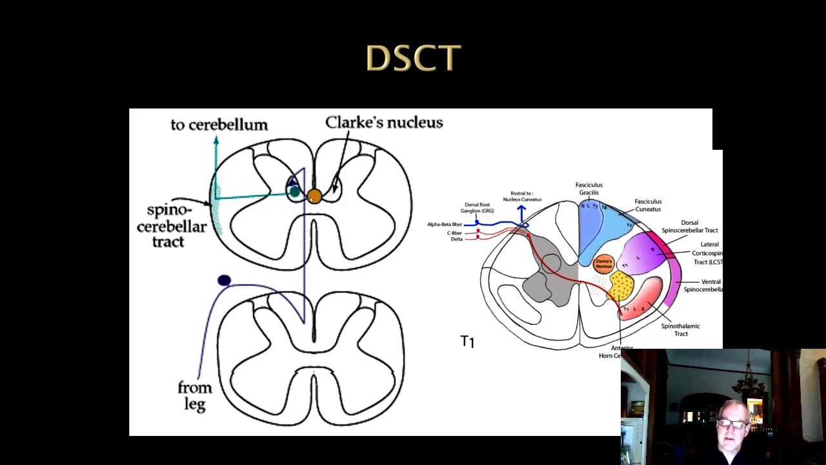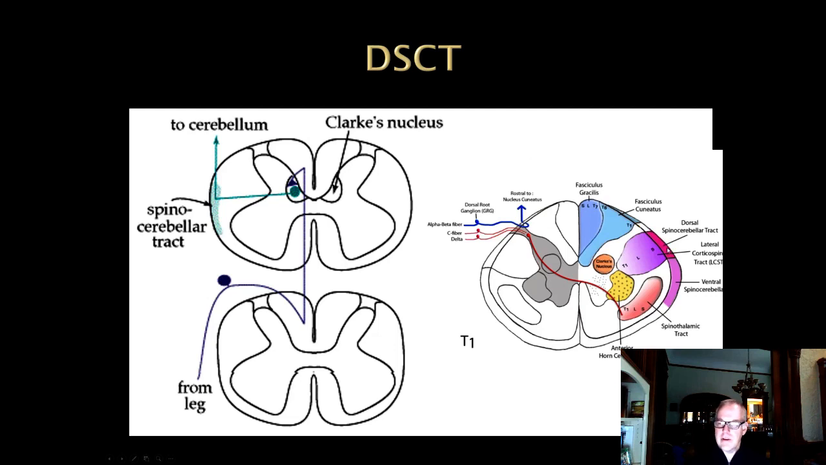Clark's nucleus, otherwise known as nucleus dorsalis. All right, so Clark's nucleus is where all of the fibers that will become the dorsal spinocerebellar tract ascend and synapse here, and after the synapse, the fibers move out into this very lateral portion of the spinal cord, and again, we call that the dorsal spinocerebellar tract here, and then over here.